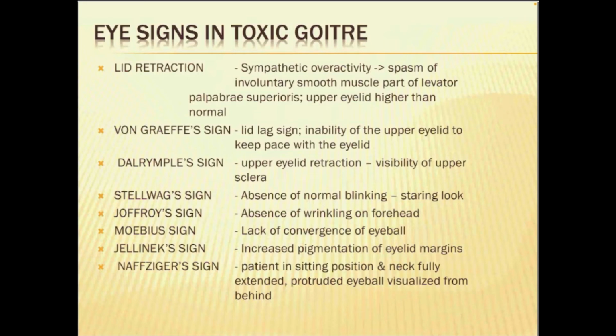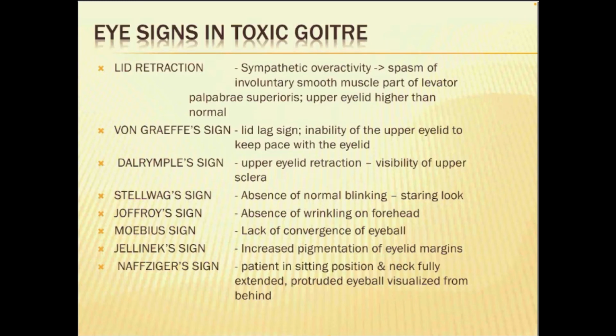Because of the sympathetic overactivity, the involuntary smooth muscles will undergo spasm. The involuntary smooth muscle present in the eyelid is the levator palpebrae superioris. Because of the spasm, this muscle contracts, and as the levator palpebrae superioris contracts, the upper eyelid goes above. This is the reason why lid retraction occurs.